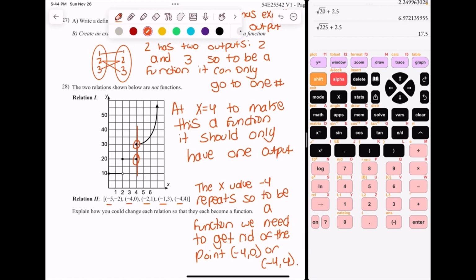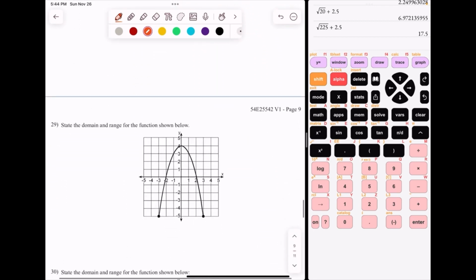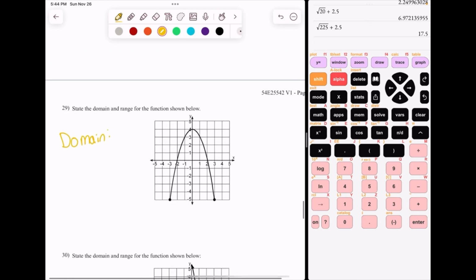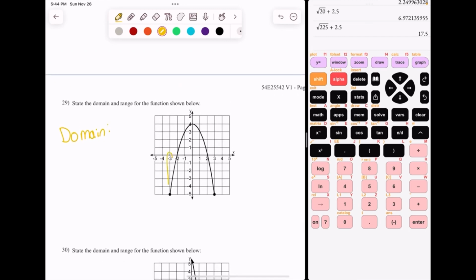All right, let's look at number 29. State the domain and range for the function below. Domain is x, which means left to right. Let's look at how much to the left this graph goes. This is my leftmost point, -3, which is an actual point, so I'll put a square bracket. And the rightmost point is 3. Range is my y values, which tell me how low the lowest this graph goes is, -5, an actual point, to how high does this graph go, which is 4.